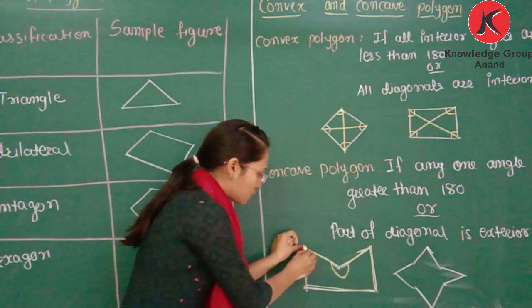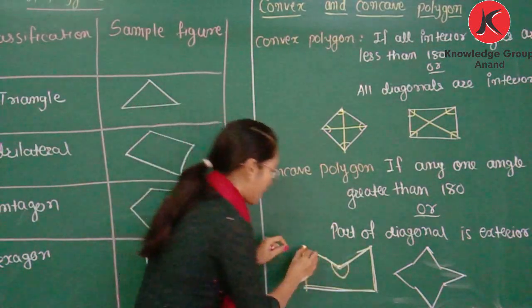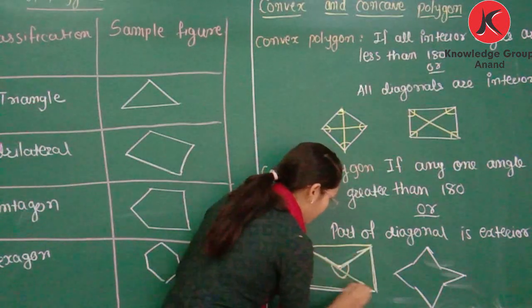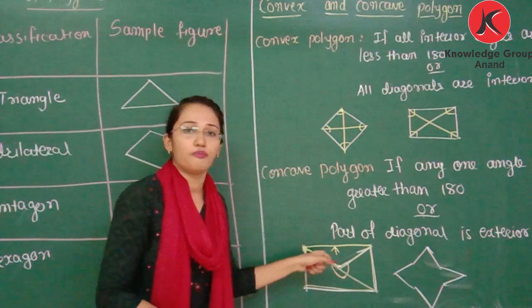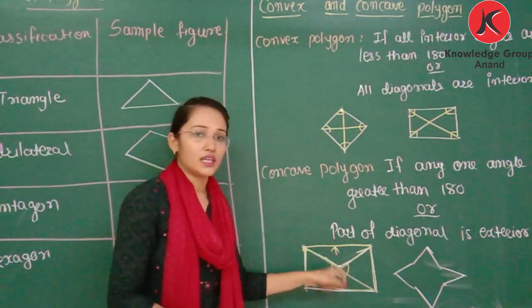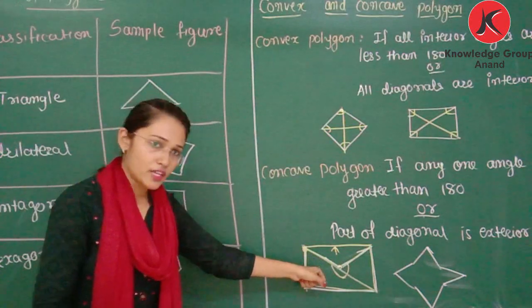So from this, the adjacent vertices are these two. So the remaining points are this. This is called a diagonal, and you can see this part is exterior of the polygon. Where is this diagonal? Outside the polygon. That's why it is called a concave polygon.